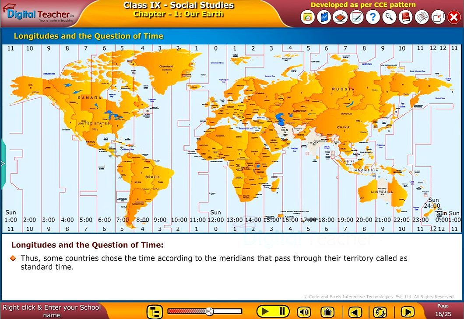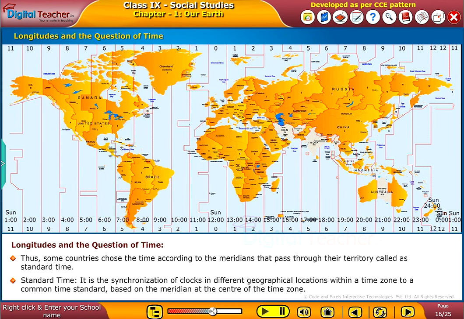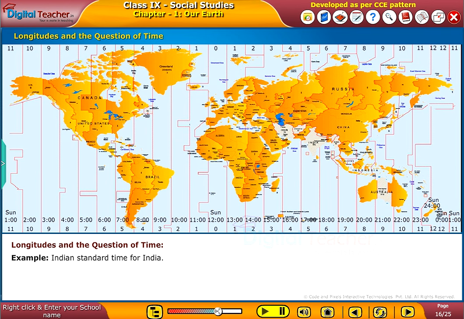Thus, some countries choose the time according to the meridians that pass through their territory, called standard time. Standard time is the synchronization of clocks in different geographical locations within a time zone to a common time standard, based on the meridian at the center of the time zone. Example, Indian Standard Time for India.